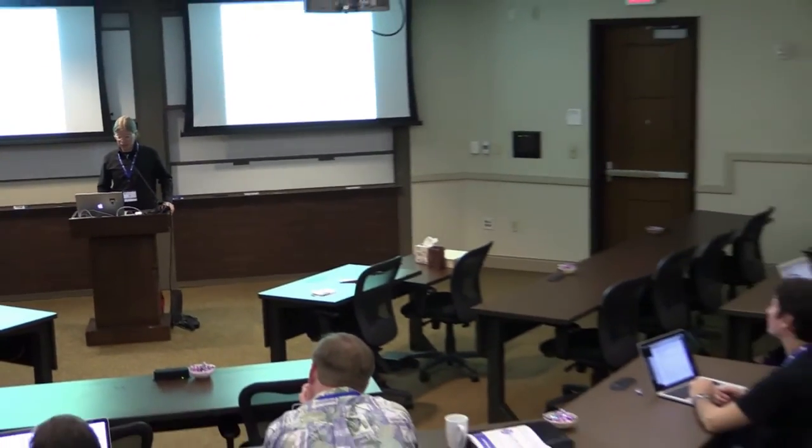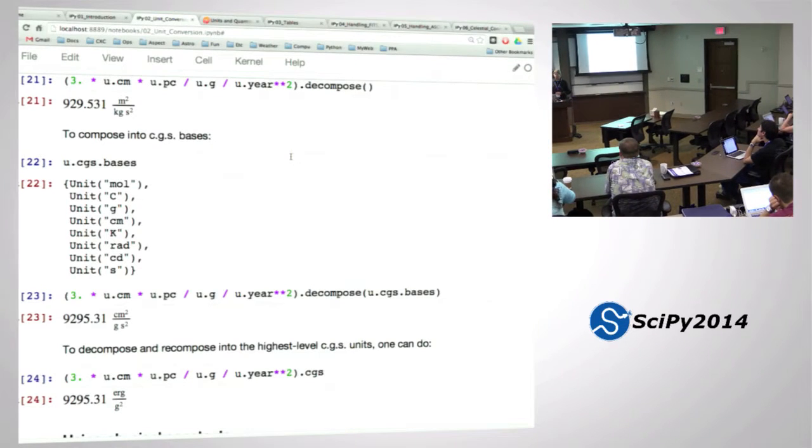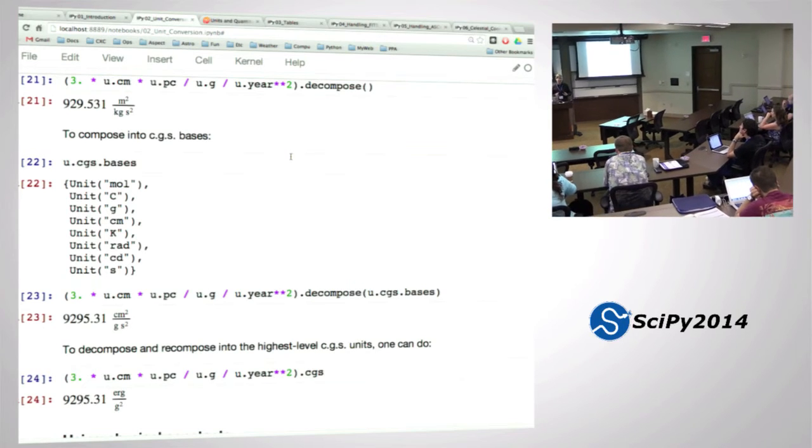So the to method can convert to any units that are physically consistent. I could do newtons, or any other sort of units, I could do kilograms meters per second squared. Whereas in the above example where we were playing with the bases, that just converts to the base units of that system of units.